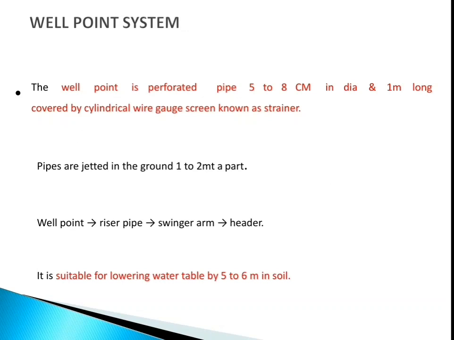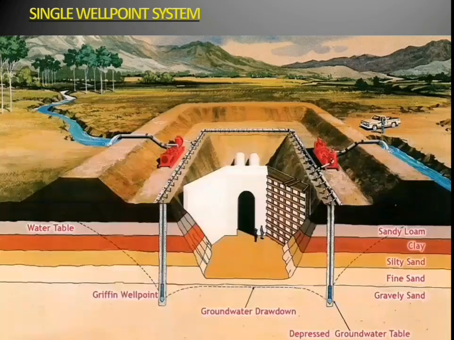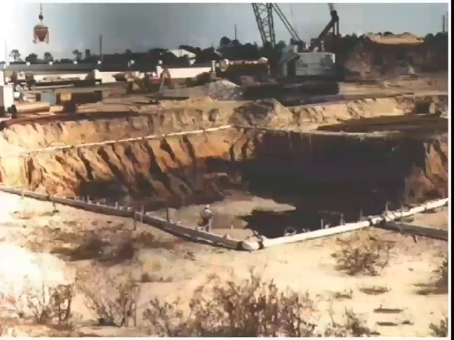It is suitable for lowering the water table by 5 to 6 meters in soil. A single well point system can be seen in the image. Different layers of water table, clay particles and sand particles we can see, and its construction is shown in the schematic diagram. This is the real life image of it.